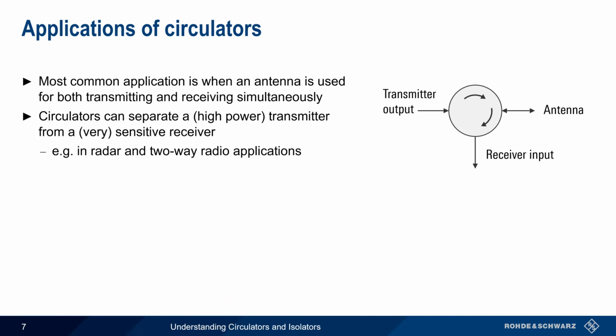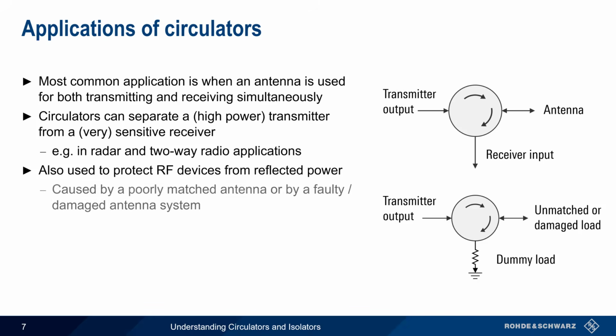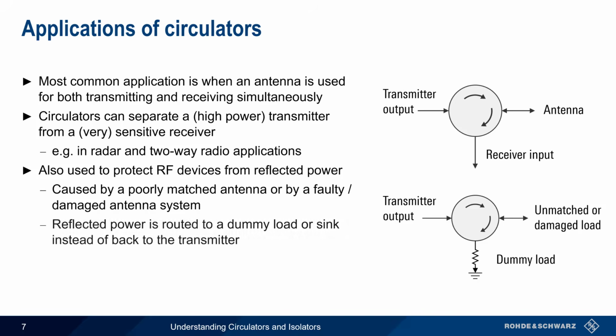And circulators can also be used more generically when we need to protect RF devices from reflected power caused by a poorly matched or damaged antenna system. In this case, the circulator is used to route the reflected power towards a dummy load or sink connected to port 3. We'll come back to this specific scenario in just a few moments.